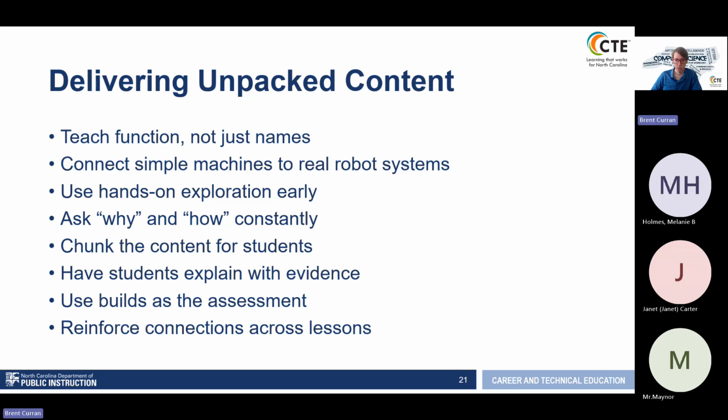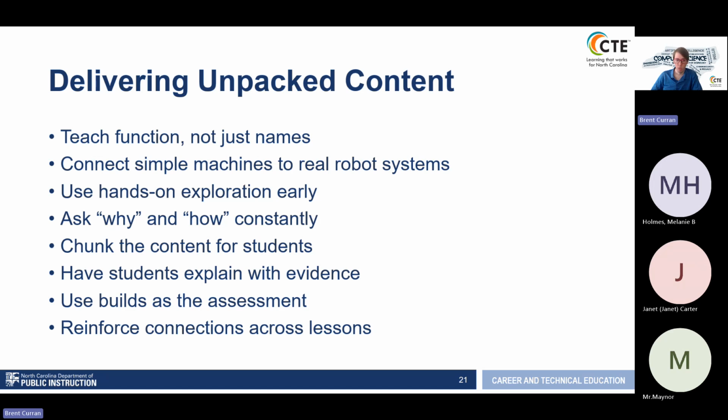Hands-on exploration early. Let students see and feel how mechanisms change movement. Ask why and how constantly. Why use a gear instead of direct drive? Or you can ask another question like, how does this reduce friction? Chunk the content for students. So those groupings in our unpacked content, those are perfectly good things to group it into. So movement would be your drivetrain, manipulation would be your lifting, and power would be transmission.